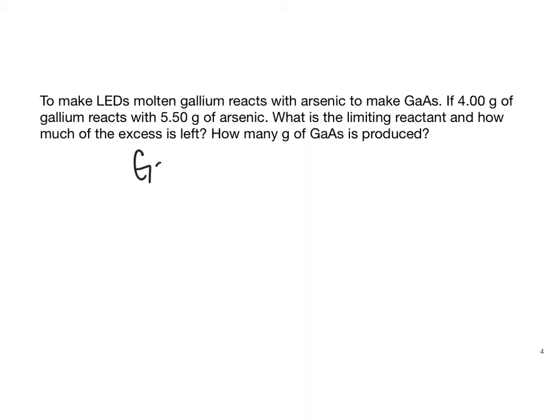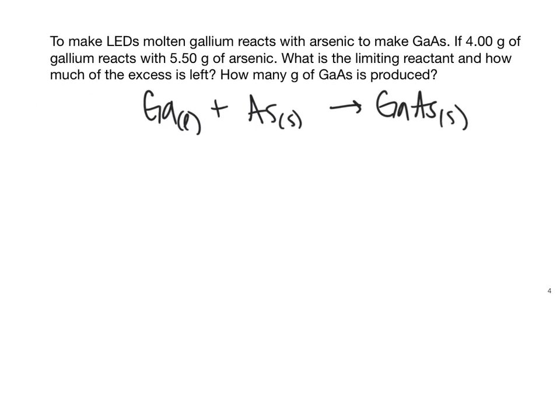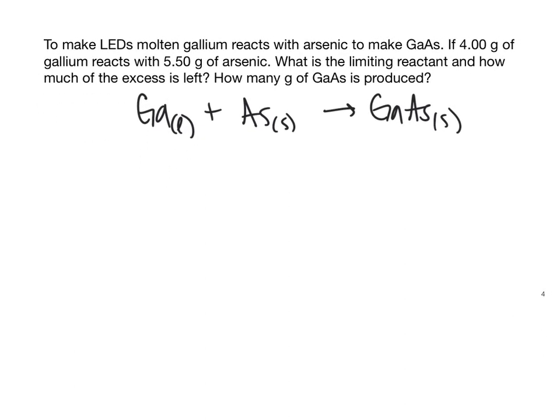So we're going to have molten gallium, which is a liquid, plus arsenic, solid, gives us gallium arsenide, which is also a solid. So we have a balanced chemical equation. They are all in a 1:1:1 ratio. So in this case, now we need to figure out what we have and what we need. So it's going to become a much longer calculation than it was before. So in order to identify the limiting reactant, what are we going to do?